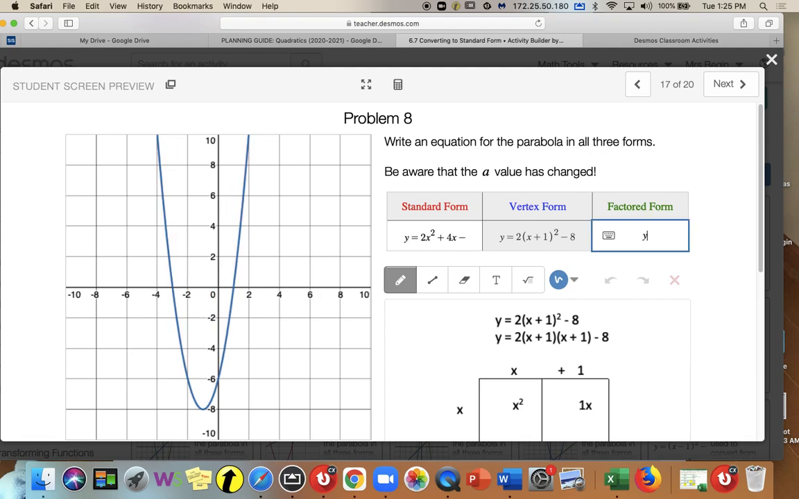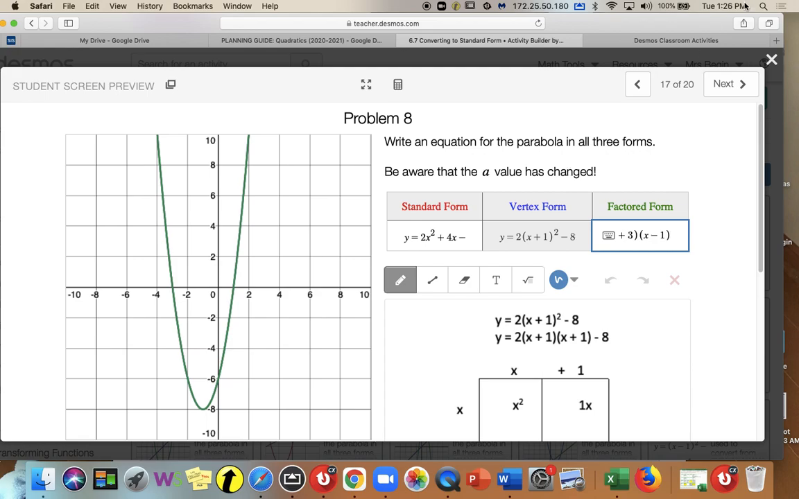Factored form, we know the a value, it's 2. We can see that in the vertex form. We look at the zeros, it looks like -3 and +1. So the opposite of -3 is +3. The opposite of 1 is -1, so x minus 1. And then we can see it matches.